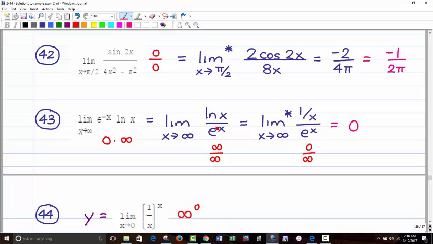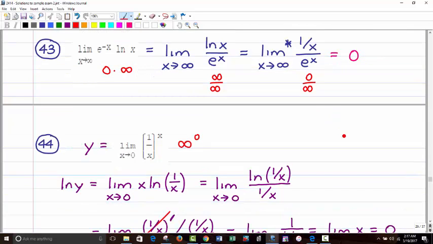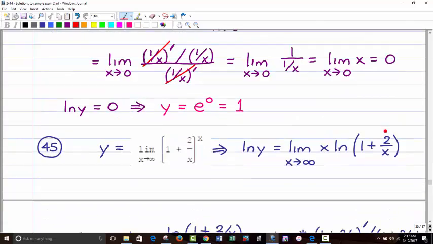So we have ln of x over e to the x, which is infinity over infinity. Do L'Hopital's rule: the derivative of ln of x is 1 over x, and e to the x is e to the x. I could have dropped the x down to the bottom, but you're basically looking at 0 over infinity, so this does go to 0. But not all 0 times infinity is automatically equal to 0. We definitely saw that in class.